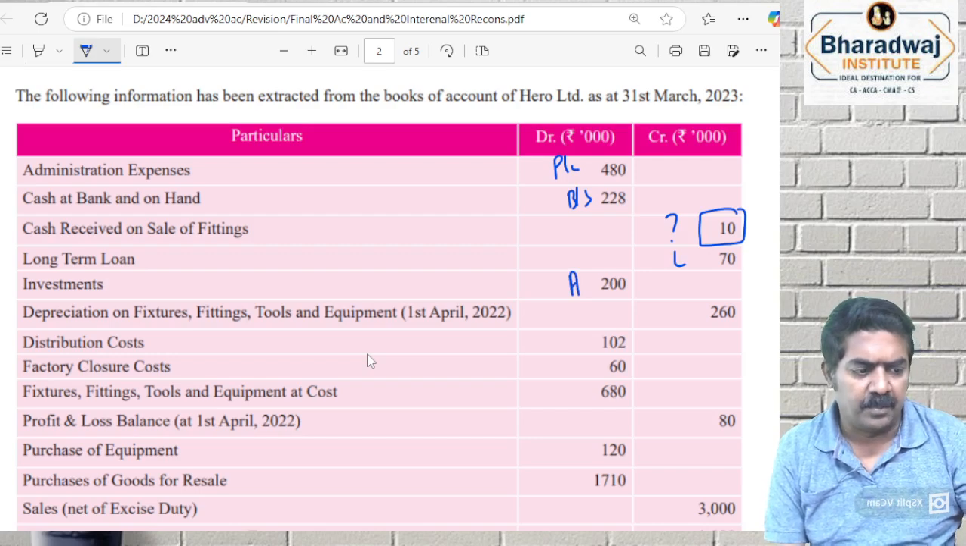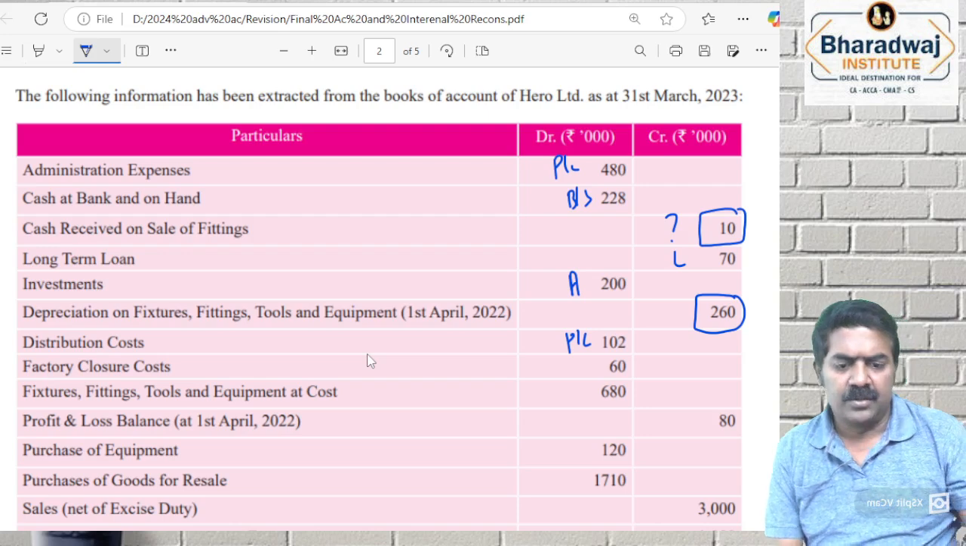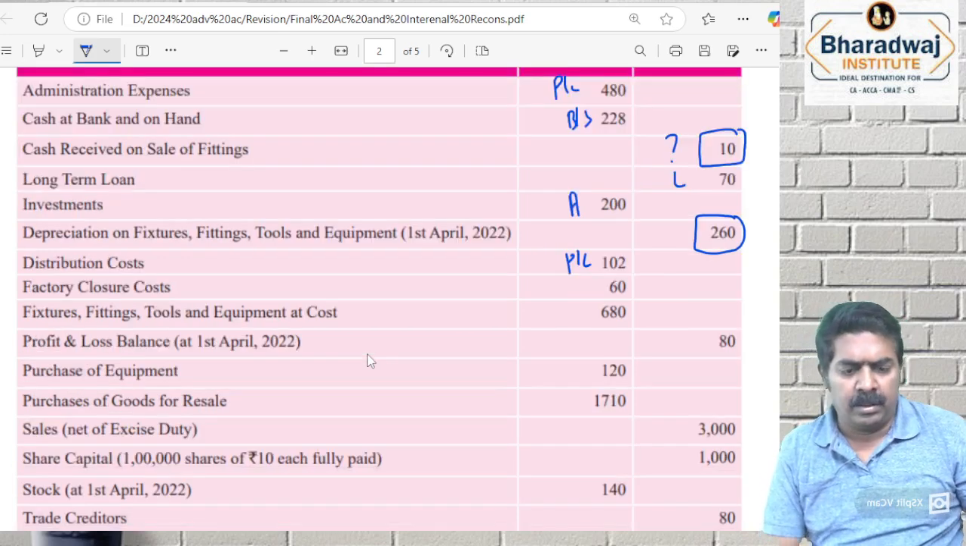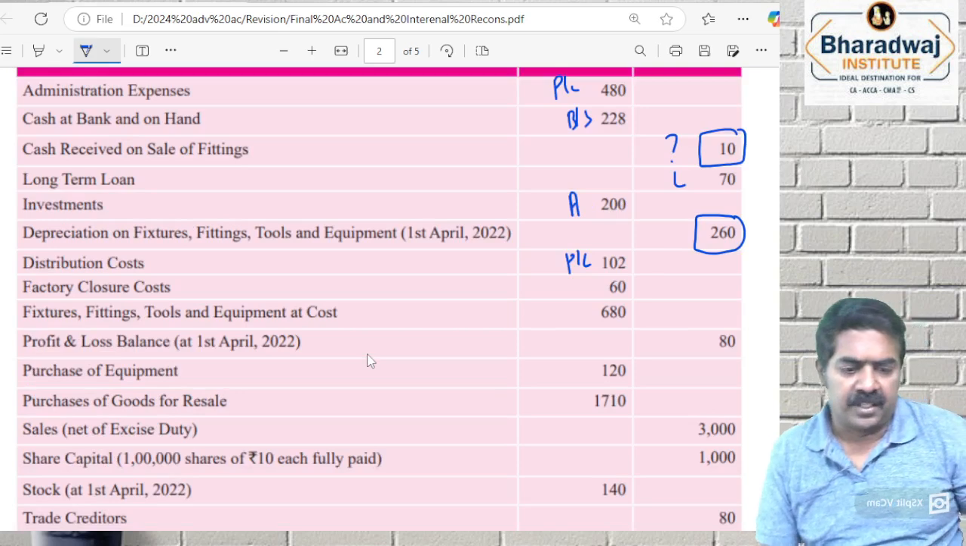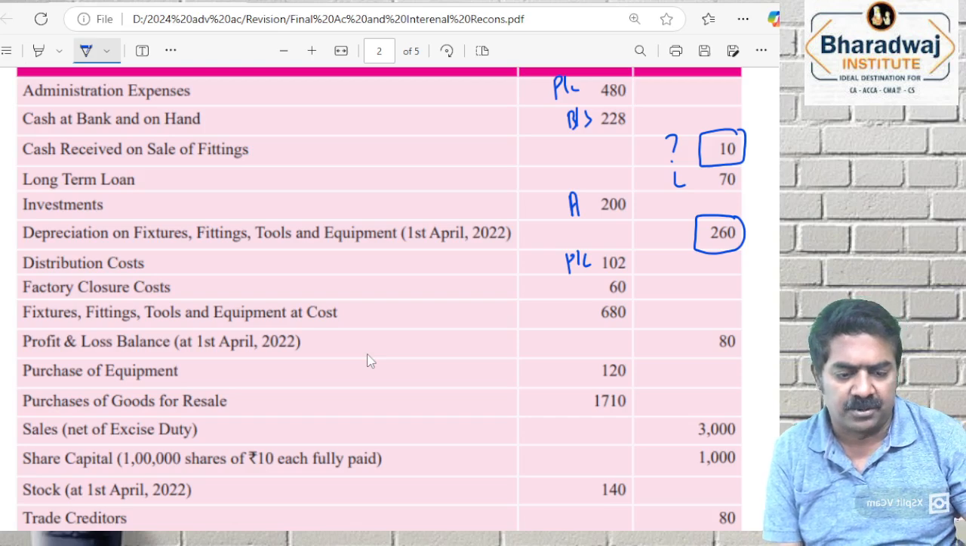Depreciation at the beginning of the year is given. This is the opening balance of accumulated depreciation. Distribution cost will come in what? P&L account. Then factory closure cost is given to us. Fixtures, fittings, tools, equipment, those things are given to us. P&L account opening balance is given. Purchase of equipment is an asset.